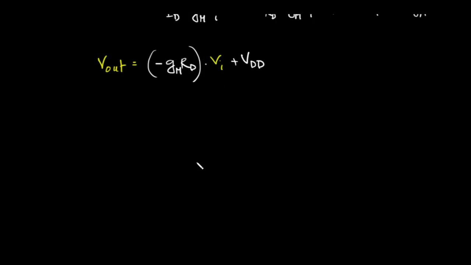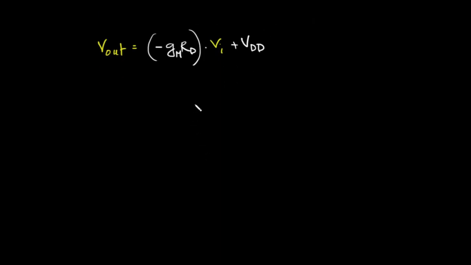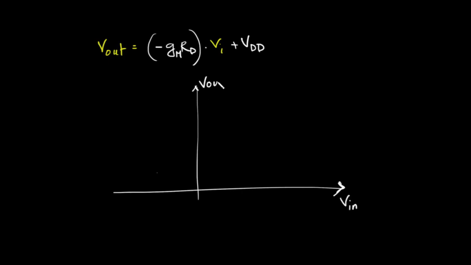So if we plot this equation, what will be the graph? Let's plot this. This will be our input voltage, this will be our output voltage. If the input voltage is 0, then the output voltage is at VDD, exactly like the case we saw in BJT.